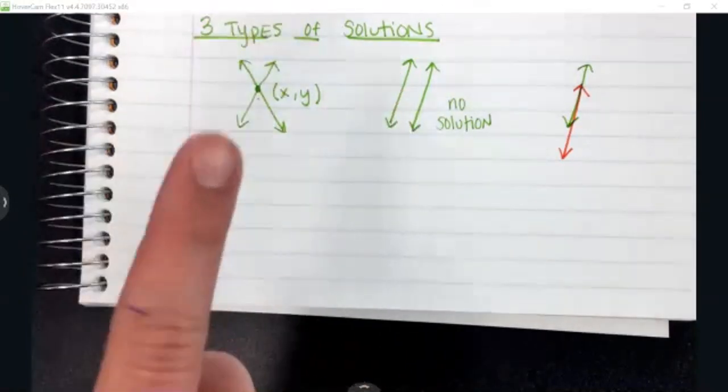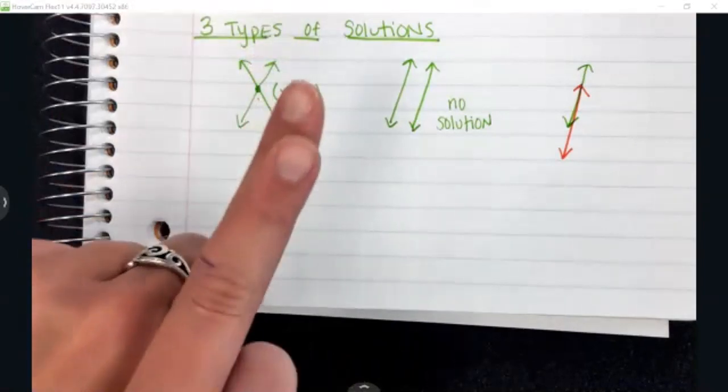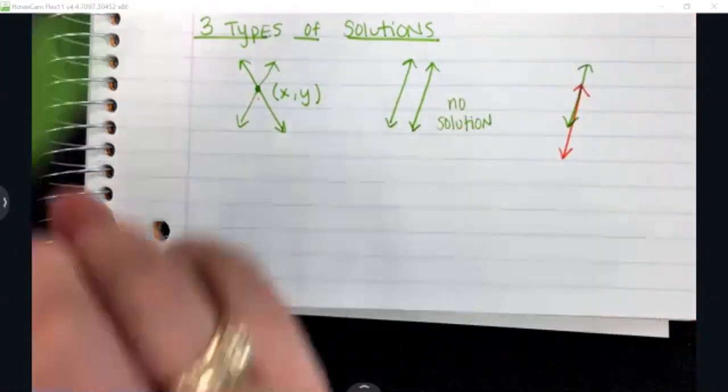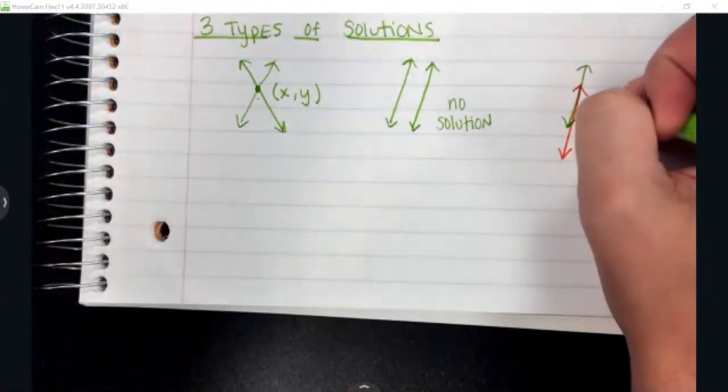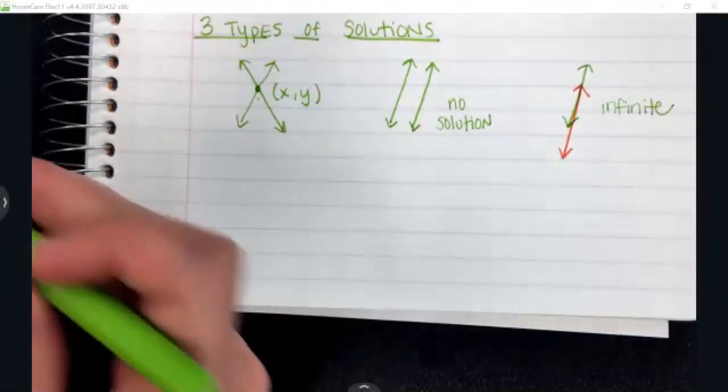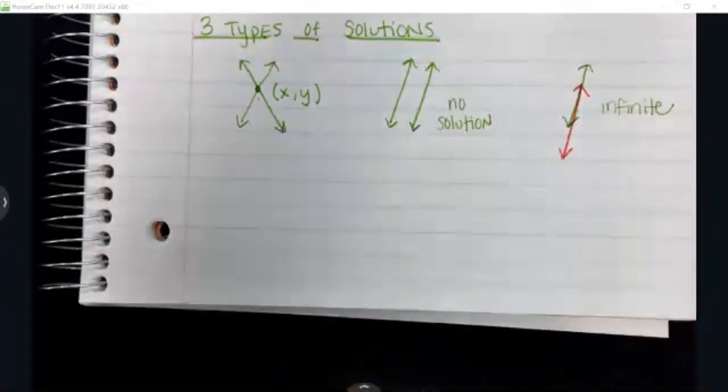Not once. What'd you say, Ari? Infinity. They are touching forever. They never stop touching. So this would be an infinite amount of solutions. They touch for infinity. Okay?